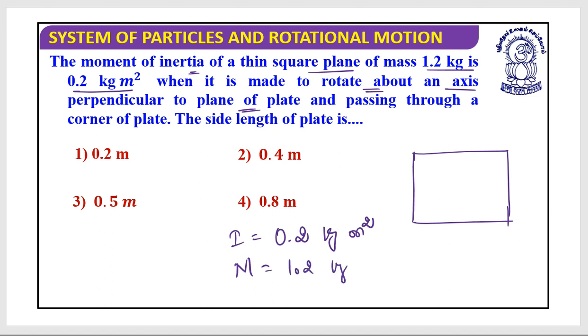Yes, when it is made to rotate about an axis perpendicular to the plane of the plate, it could be perpendicular to the plane of plate and passing through one of the corners. So it has been rotated from here and moment of inertia is given. It is something like this. So now if it has been rotated from here, it's an IZZ. So what I can write is that this distance, let's say this distance is y.